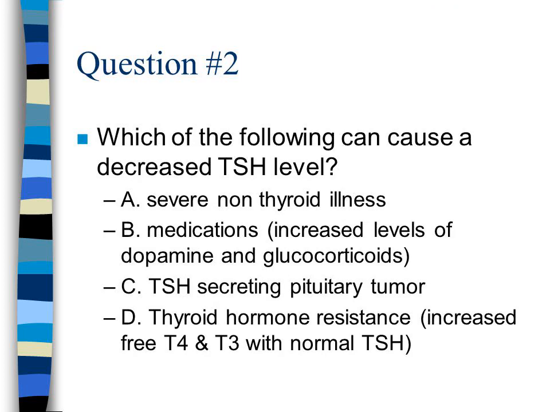Question number 2. Which of the following can cause a decreased TSH level? A. Severe non-thyroid illness. B. Medications, increased levels of dopamine and glucocorticoids. C. TSH-secreting pituitary tumor. D. Thyroid hormone resistance, increased free T4 and T3 with normal TSH.